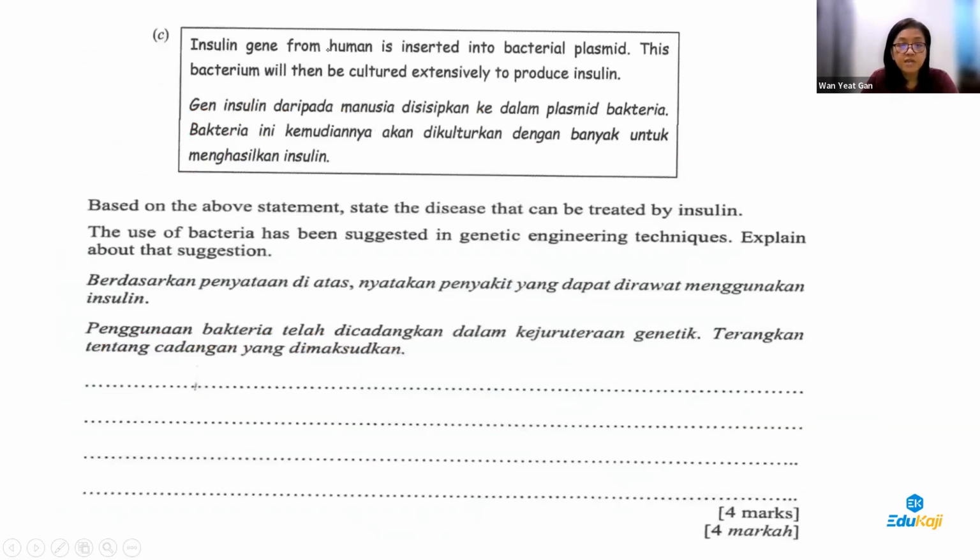Okay, insulin gene from human is inserted into the plasmid. Okay, this bacterium will then be cultured extensively to produce insulin. Based on the above statement, state the disease that can be treated by insulin. The use of bacteria has been suggested in genetic engineering or genetic techniques. Explain about the suggestion. Okay, so the disease that can be treated by insulin is diabetes mellitus.